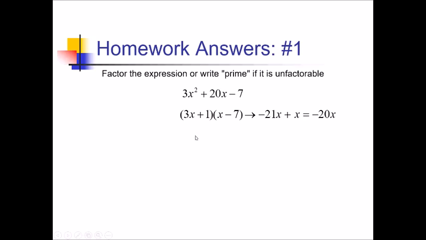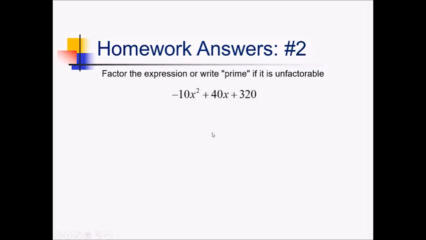So let's say I have 3x minus 1 instead of plus 1, and x plus 7. Multiplying that out, we have 3x times 7, that's now positive 21x. Negative 1 times x is minus x. And then that all adds up to 20x, which confirms what I got in the middle in the beginning here. So that means that my answer is going to be 3x minus 1 and x plus 7 for my factors.